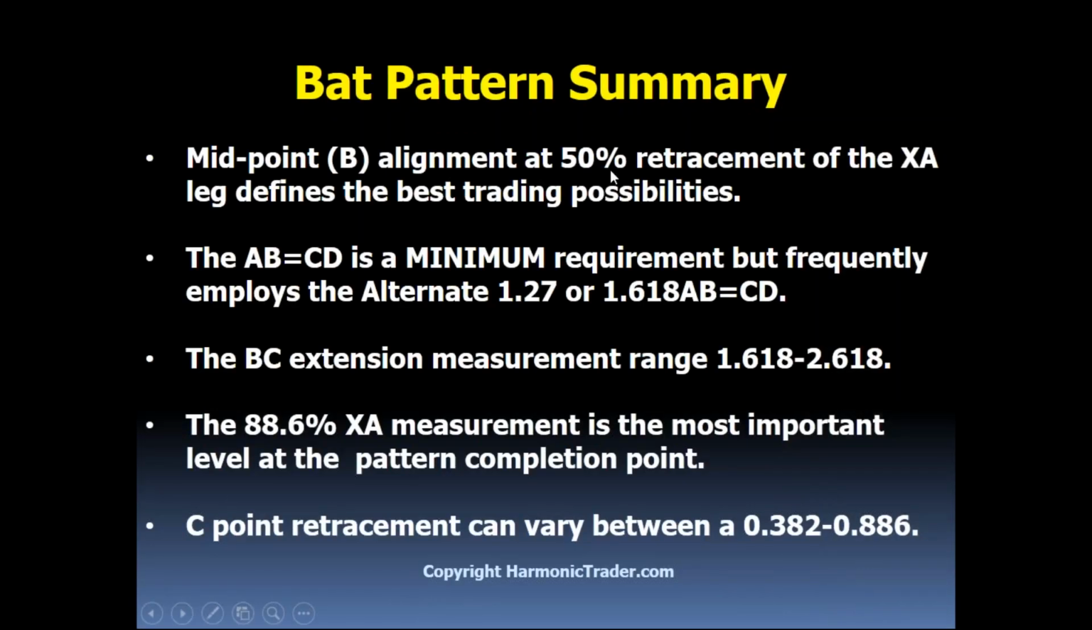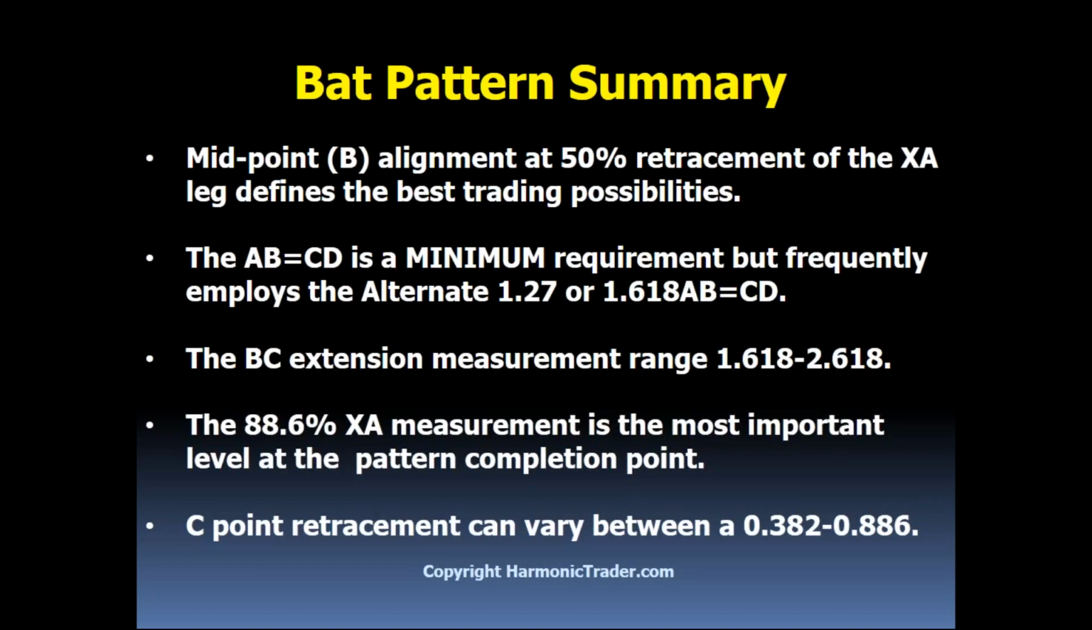Bat pattern summary. Now again, much like the Gartley, we're going to always look at the B point. In this case though, we're looking for a 50% retracement because that defines the best bat opportunities, and we'll usually trigger an 886 at the D point. Remember, the bat does consider an ABCD minimum requirement, but frequently employs the alternate 1.27 or 1.618 AB equals CD structures. The BC extension measurement range is between 1.618 and 2.618.